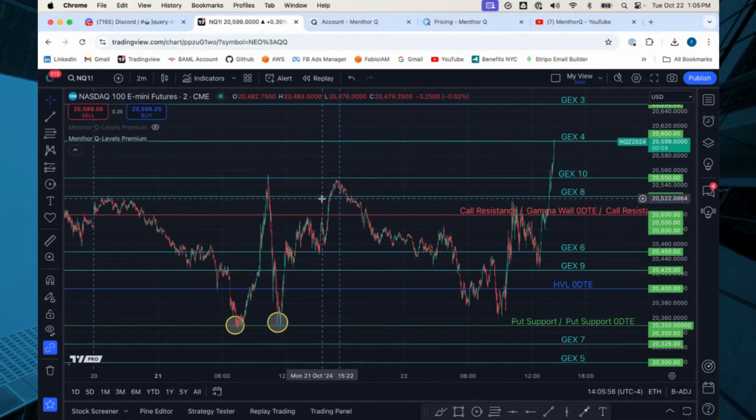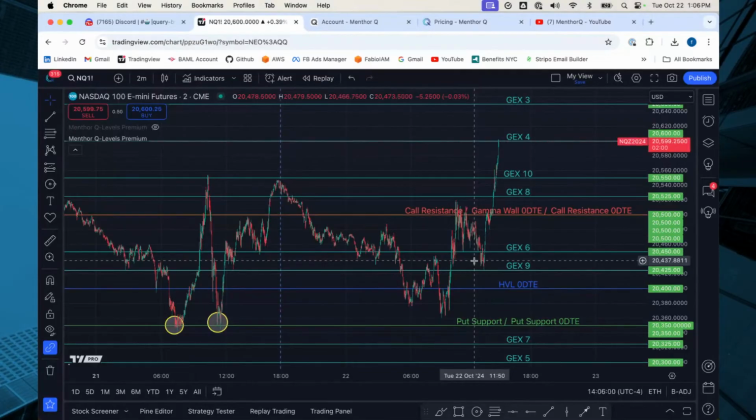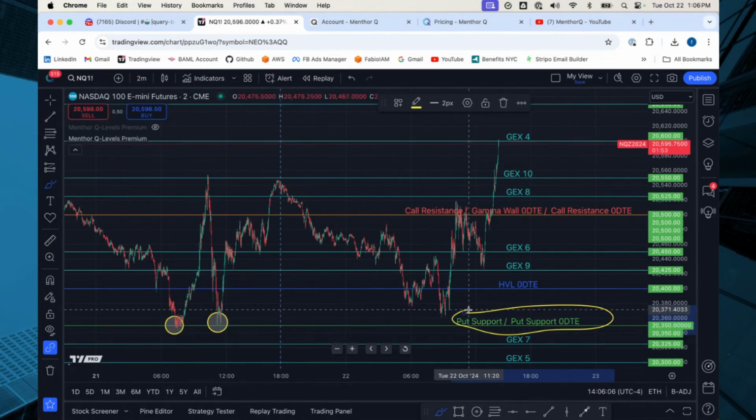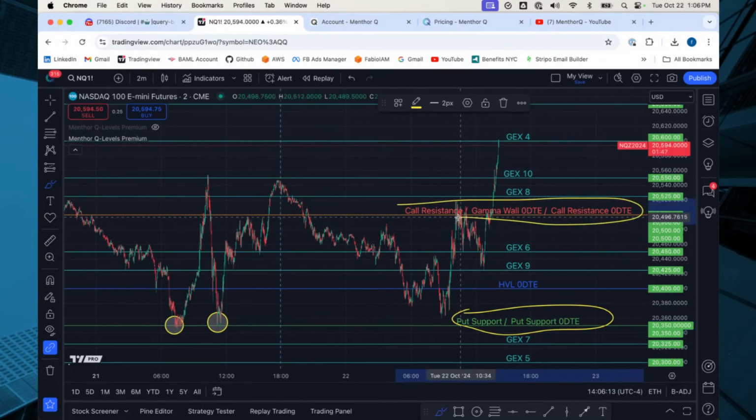And this is exactly what I mean, Fabio. We have two levels there, not a single one. Yesterday we had put support and put support 0 DTE there. And if we're looking at the call resistance, we have call resistance there, gamma wall 0 DTE there, and call resistance 0 DTE there. So we have not a single one; we have a combination of many.